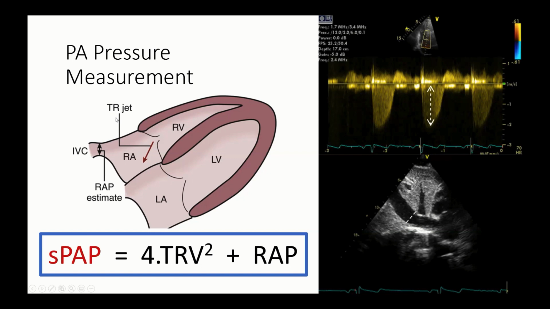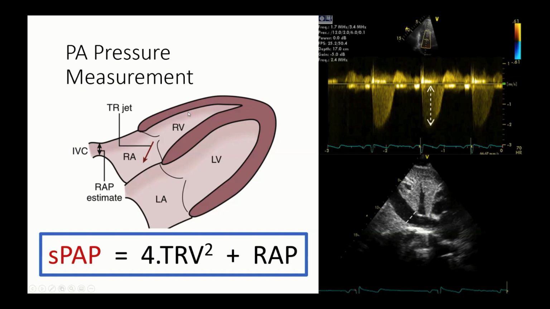So you need to have a TR jet, tricuspid valve regurgitant jet, and you put a continuous wave Doppler line on it, such as here. And you run the continuous wave Doppler, you get a continuous signal that's going below the baseline because the flow is going away from the transducer. The peak velocity is what you're interested in. And that peak velocity here, for example, is 2 meters per second. You square it, it's a 4, you multiply it by 4, that's 16.